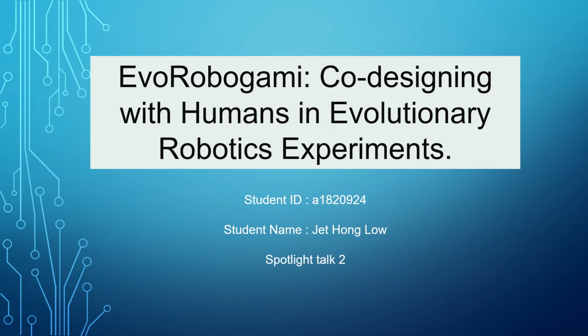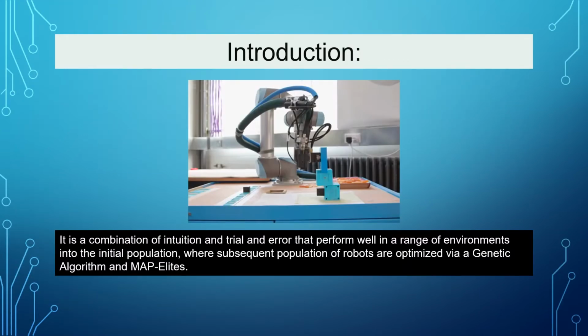Good afternoon, everyone. Today I'm going to present about Evorobotgami: co-designing with humans in evolutionary robotics experiments. Let me briefly introduce what Evorobotgami is. It is a combination of intuition and trial and error that performs well in a range of environments in the initial population, where subsequent populations of robots are optimized via a genetic algorithm and MAP-Elites.